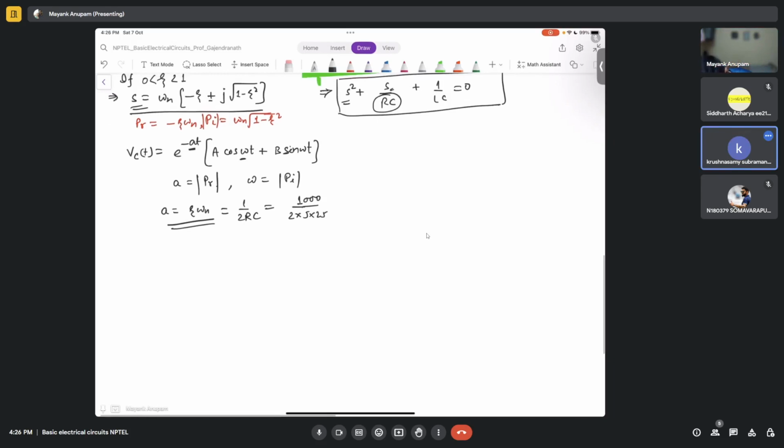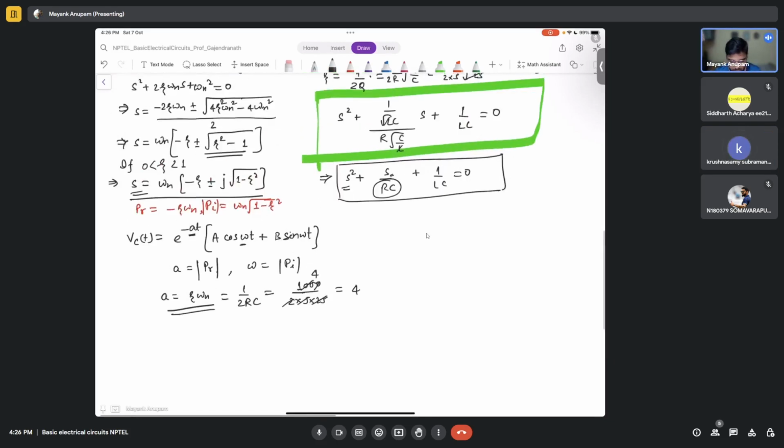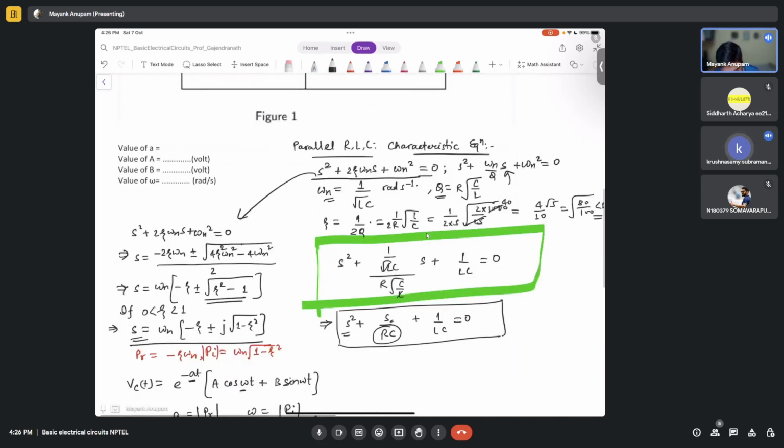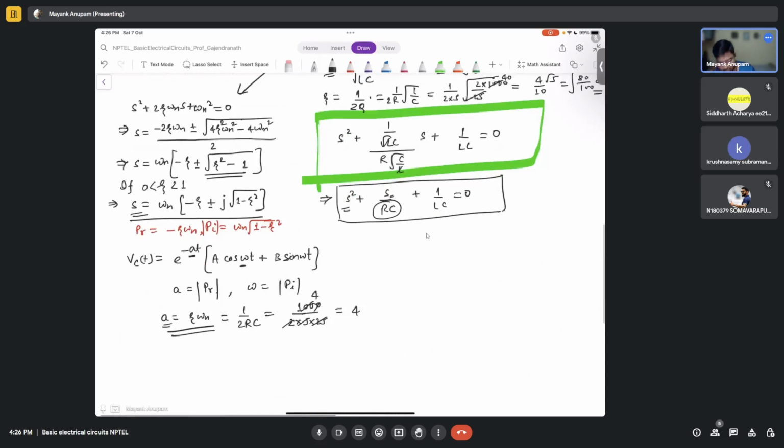Continue. Fine. So how much is that? Tell me. So one is gone, so it is 4, right? This is 4. And what will be the unit of this? What will be the unit of A?